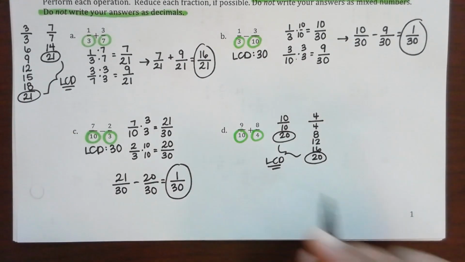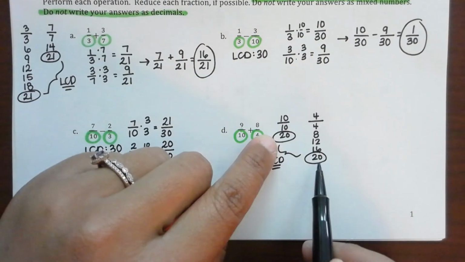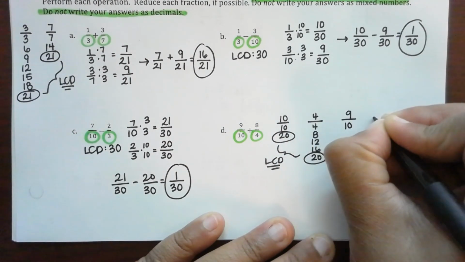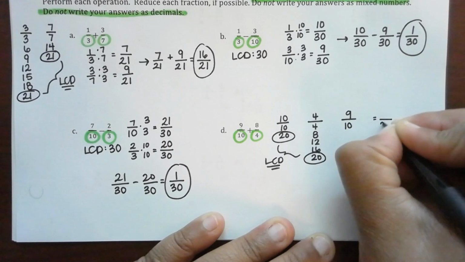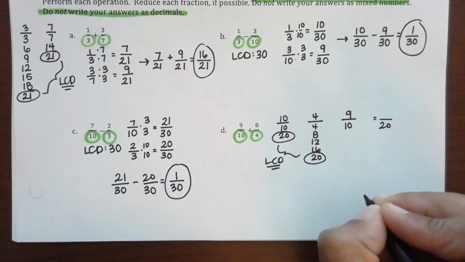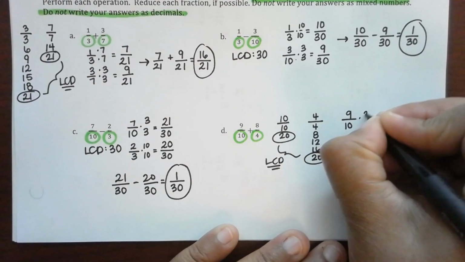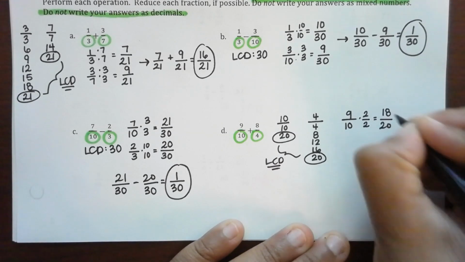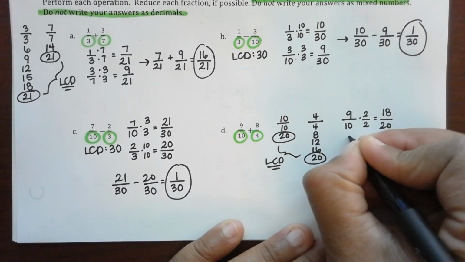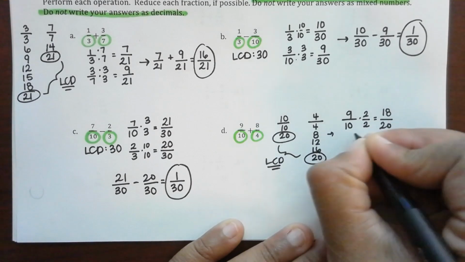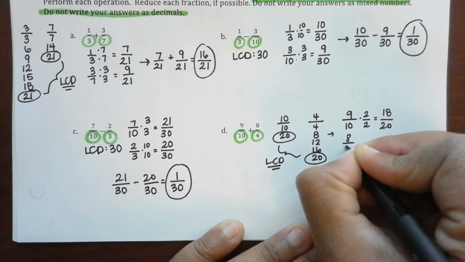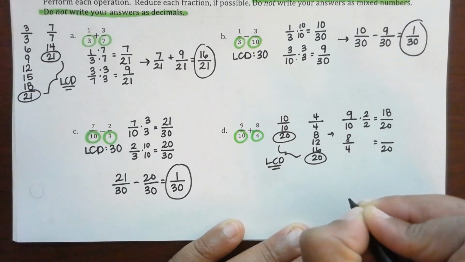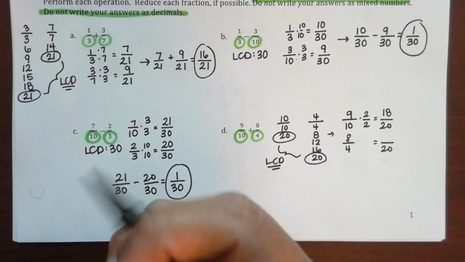So I'm trying to get them both to have a denominator of what? 20. So we write in the top one, I have 9 over 10. What needs to multiply to both? 2. So 18 over 20. What should be my next one? 16. So we have 8 over 4, which equals to, that should be 20 down there. So what multiplies to 4 to get 20?